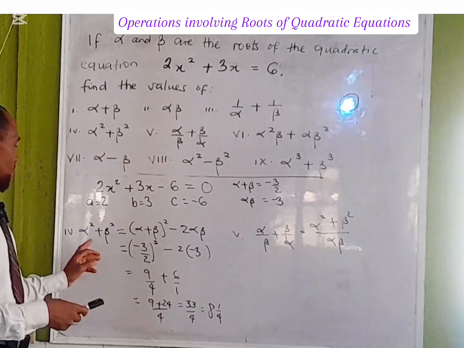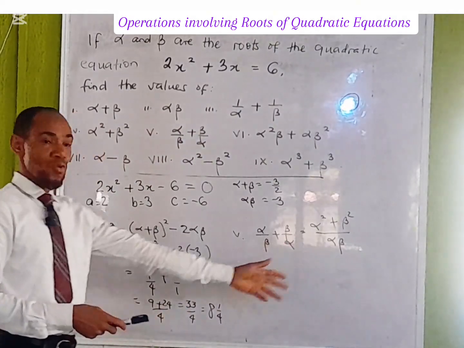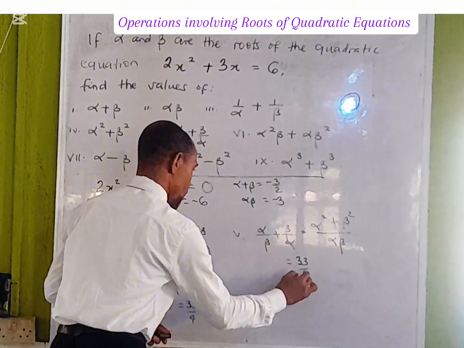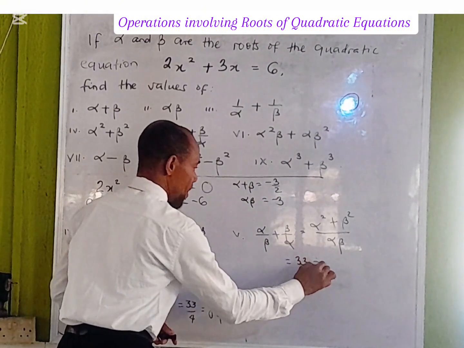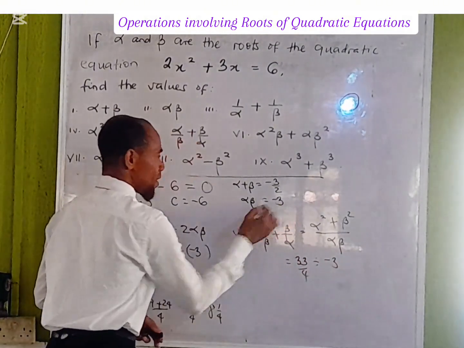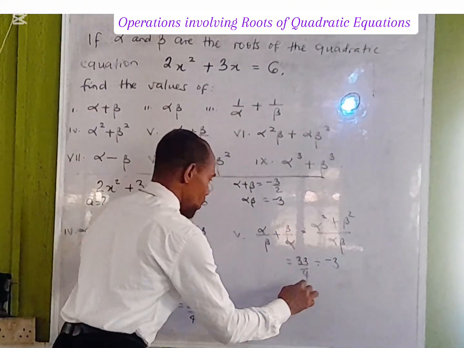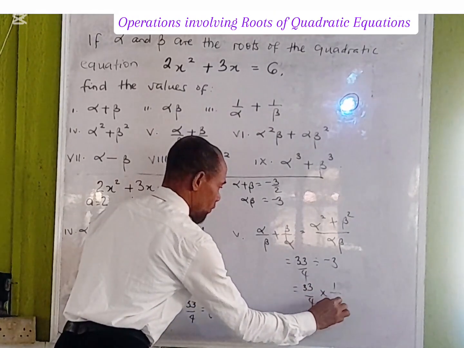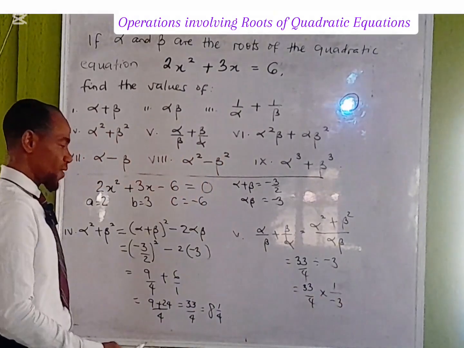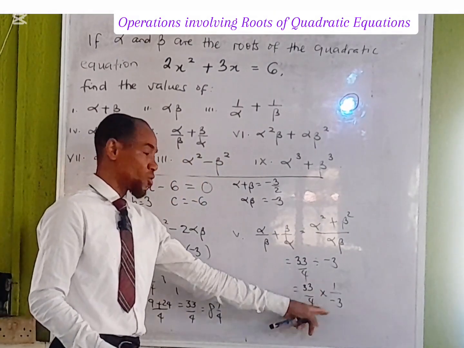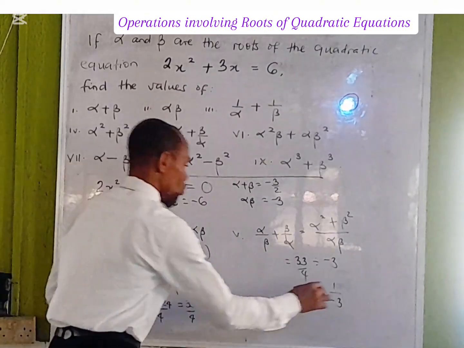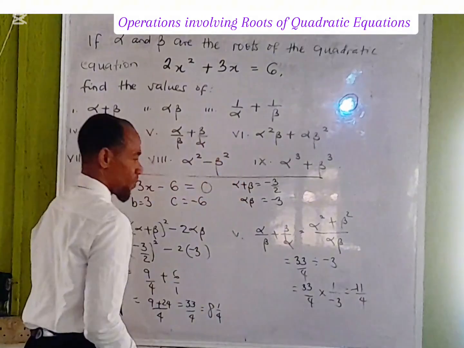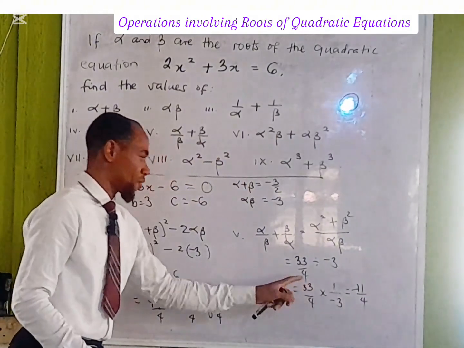Interestingly, we've just solved alpha squared plus beta squared here, which we're going to slot in as simply 33 over 4. That's the numerator. Divided by alpha beta, which is minus 3. Then we have 33 over 4 times 1 over minus 3. Remember, I said you either choose to put your minus as numerator or denominator. So we're going to have minus 11 over 4. Minus 3 in 33 is minus 11.